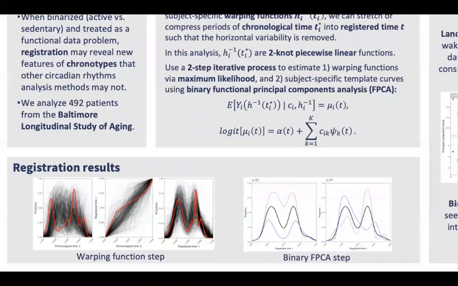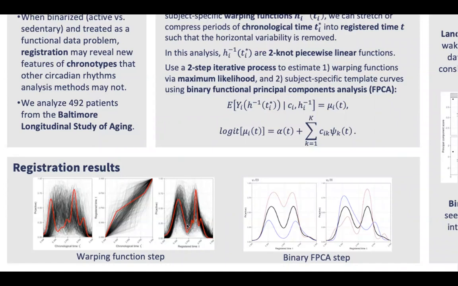So here's an example of how registration works. In the leftmost panel of the left figure here, we see a bunch of activity probability profiles with one subject highlighted in red. This subject is an early bird, so he happens to wake up earlier than most people. And his warping function reflects that by slowing down time in the morning and speeding up time in the afternoon, so that in registered time on the right here, we see that all subjects have the same general mean curve in their activity probability profile with a 2-peak mean with a midday dip.